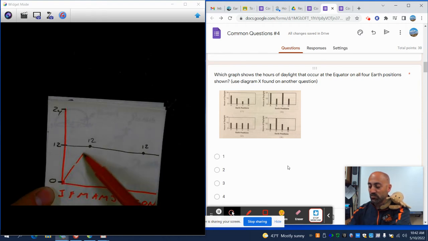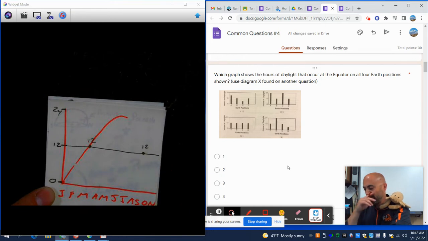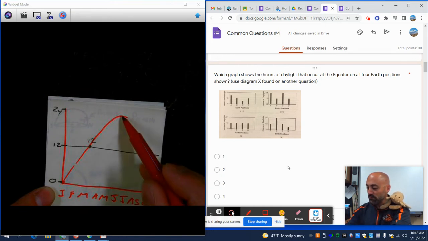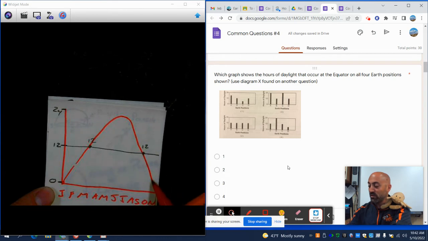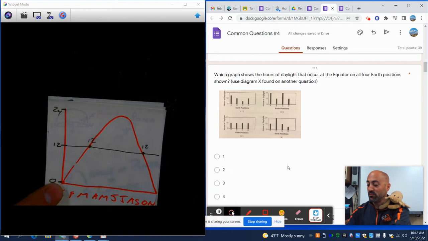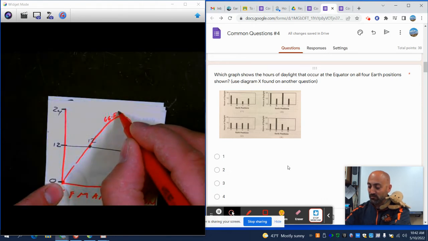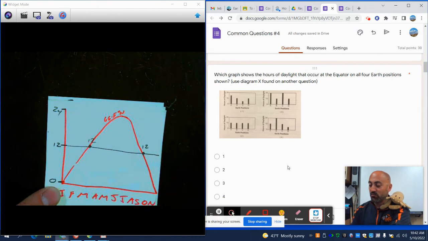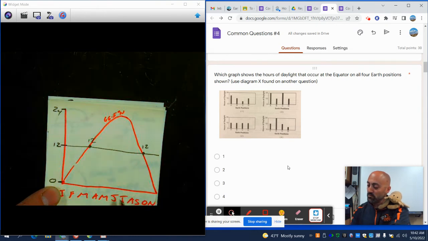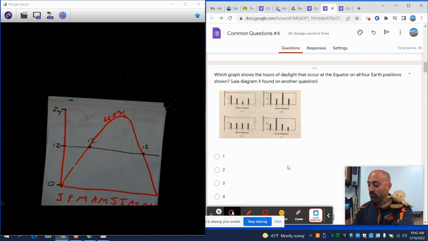Every location gets 12 in March. The North Pole will get 24 hours of sunlight. And then that graph wouldn't work for the North Pole. This is a location really north at the Arctic Circle. This would be the Arctic Circle. So this right here would be 66.5 degrees north. That's how the sun would work for that. June, hopefully I hit June 21st with 24.